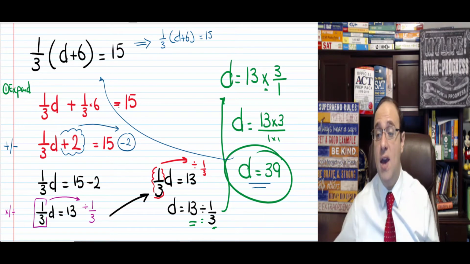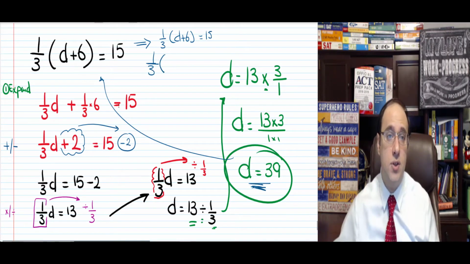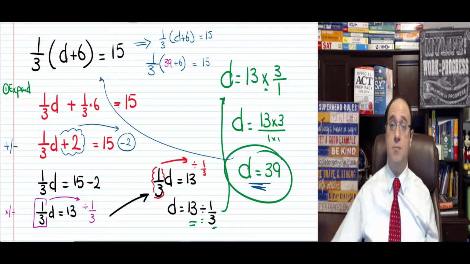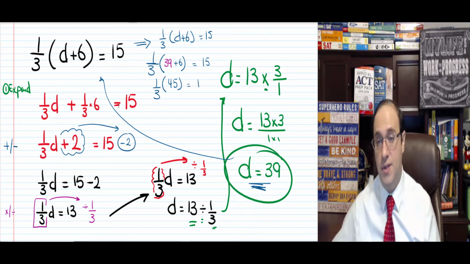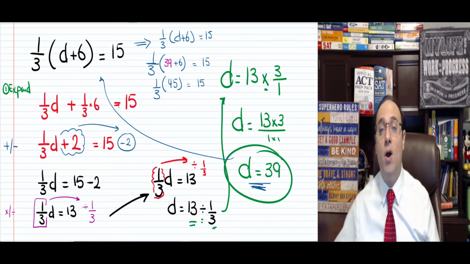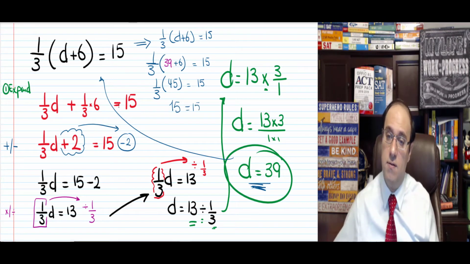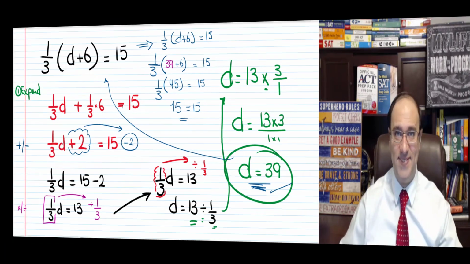Well, let's see. If I put d as 39, it becomes 1/3 times 39 plus 6 equals. It says 15. I want to check, make sure it does equal 15. 39 plus 6 is 45. 1/3 times 45, they say equals 15. Let's check. 1/3 of 45 is 45 divided by 3, which is 15. So yes, 15 equals 15. So d equals 39. I was right.